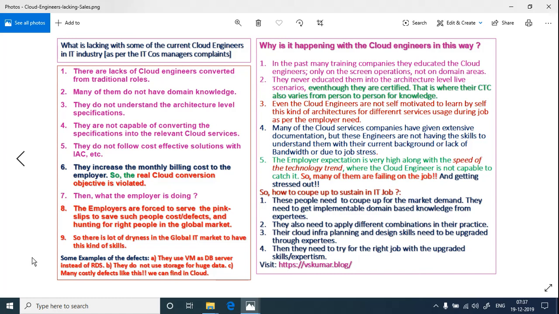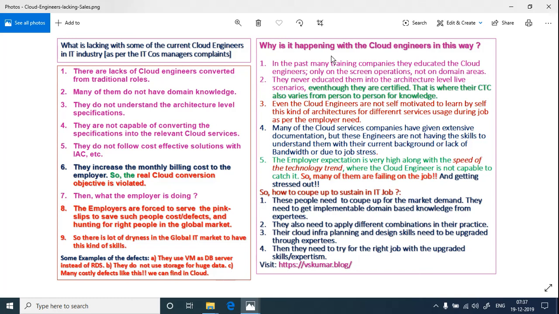That is lacking. They do not use proper storage for huge data. Obviously S3 storage is required. Instead, they might be using EBS volumes or EFS or such network drive setups. So many costly defects like this we can find in the cloud. These are samples only. I have written many blogs on these feasible defects in cloud setup.